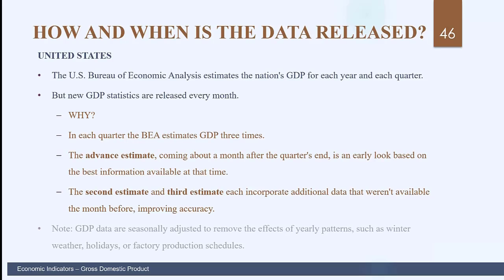The GDP figures released are seasonally adjusted, and this is to remove the effects of yearly patterns, such as Christmas holidays or factory production schedules. Also, the figure that is reported in Canada and the US is annualized. This just means that the quarterly rate is converted to an annual figure.